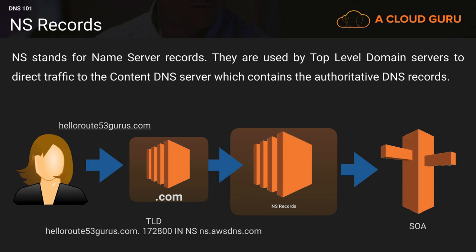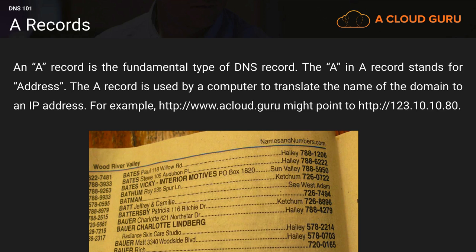So we're going to have things like our A record, so why don't we start with what an A record is. An A record is the most fundamental type of DNS record. The A in A record stands for address, and the A record is used by a computer to translate the name of the domain to an IP address.